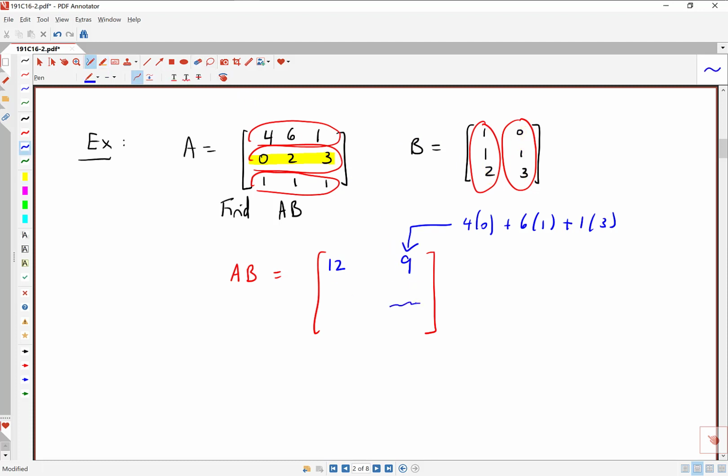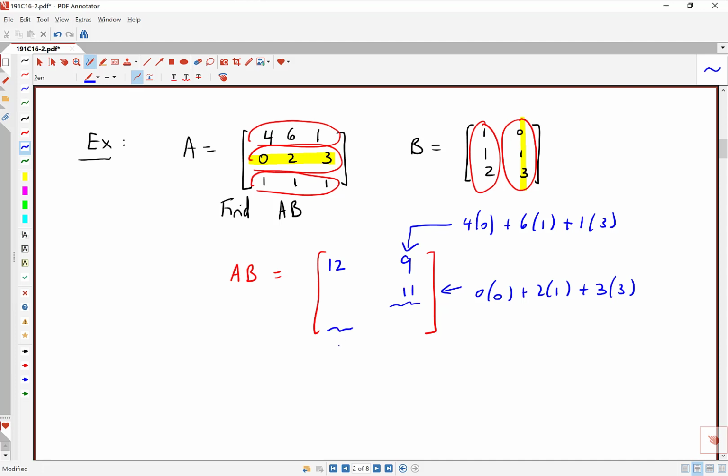Okay, let's say we wanted this position here. We would say that's row 2, column 2. So we're going to take row 2 of A with column 2 of B. Let's fill in the details there. So that's going to be 0 times 0 plus 2 times 1 plus 3 times 3. So that's going to give us 11.